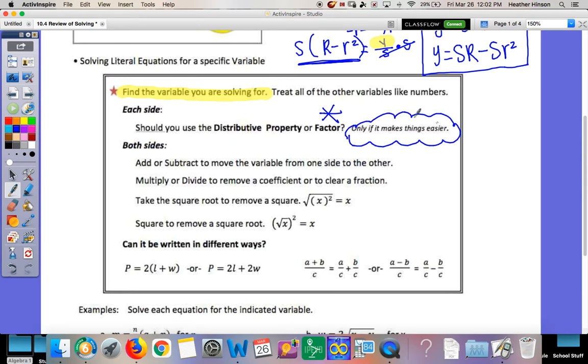If it doesn't make your problem easier, don't do it. So don't distribute, don't factor, or in some cases take a GCF. Don't do those if it makes your problem harder to solve.